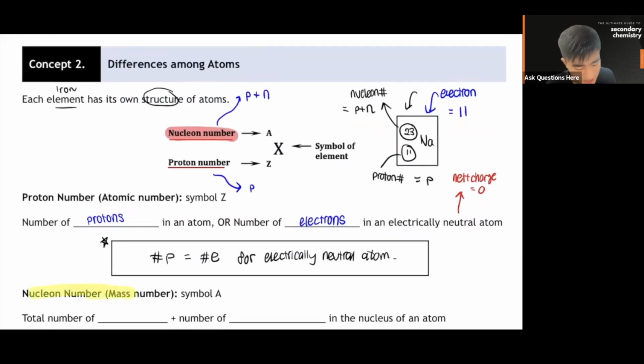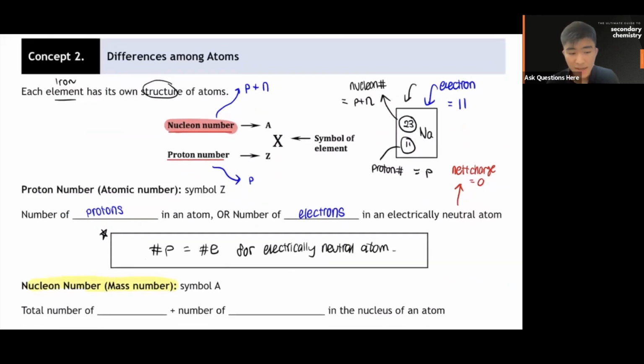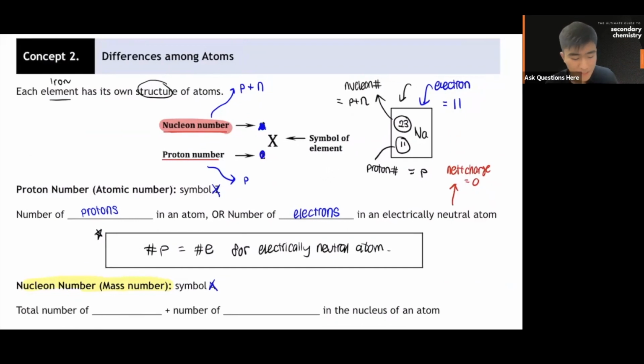Nucleon number, sometimes we call it the mass number as well. Now, the Z and the A are not really very important. You just need to know which one is the nucleon number, which one is the proton number. For the nucleon number, let's fill it up together. It's the total number of protons in the atom plus the total number of neutrons in the atom. Whatever is inside the nucleus, I count the number inside the nucleus, then I will say that it is the nucleon number, or how heavy it is. What is the mass number?